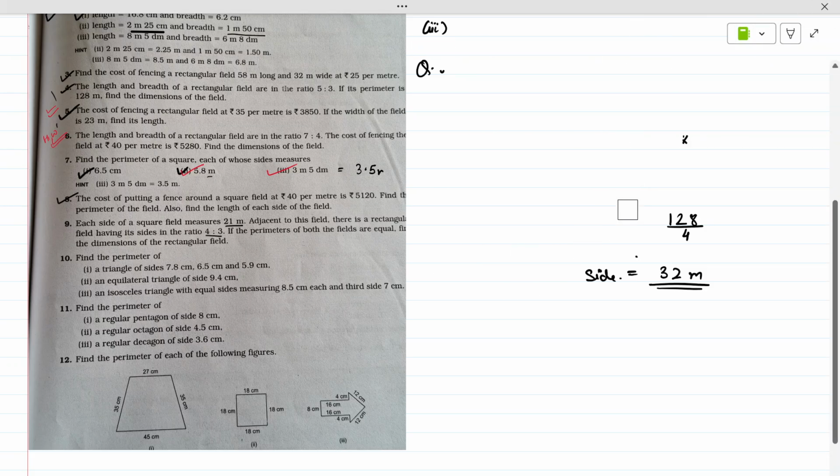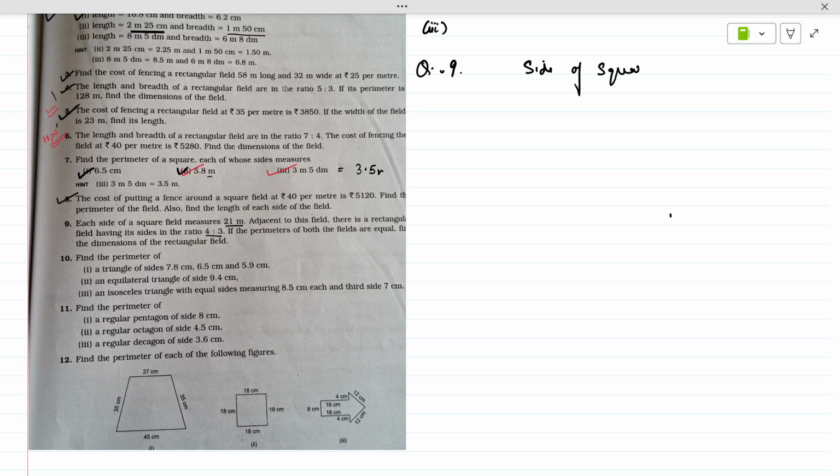So what I am going to do here is, I'm going to solve this question, and this is one of the important questions also. Each side of a square field measures 21. So I am writing side of square field is equal to 21 meter. We can find out the perimeter, right? Perimeter will be 4 times 21, that is equivalent to 84 meter. This is the perimeter of the square field.